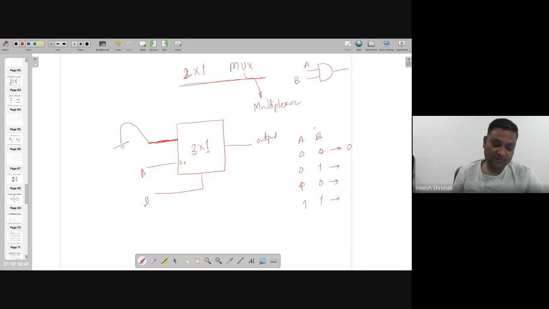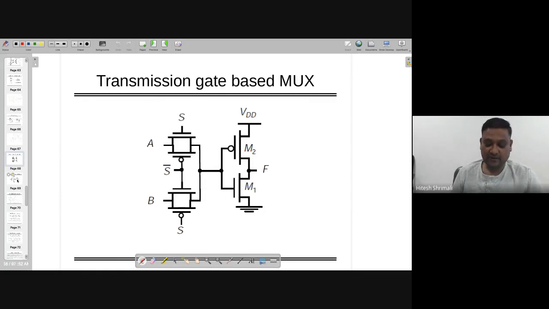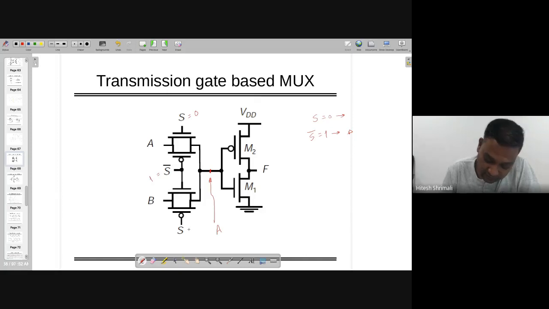So now I want to implement that in our circuit. What it does is, I'm making sure that when selection is 0, this point has to be equal to A, and when selection bar is 1, I want B over here, and then the inverter is there, so it's a different thing. So in that case, what is happening when s equal to 0, right?